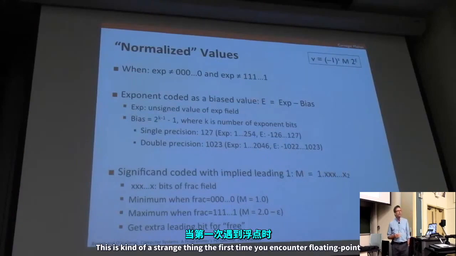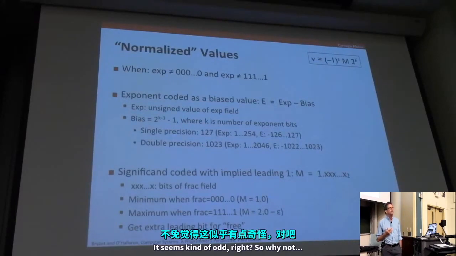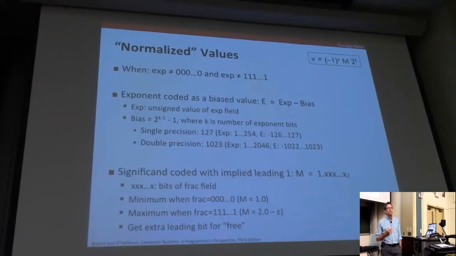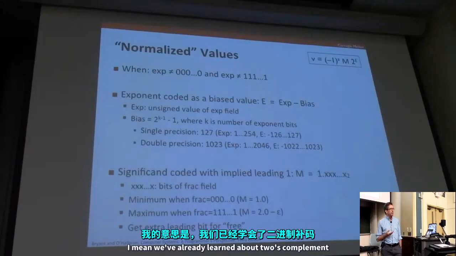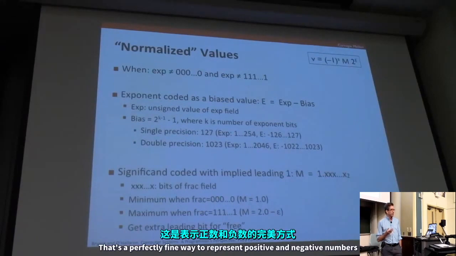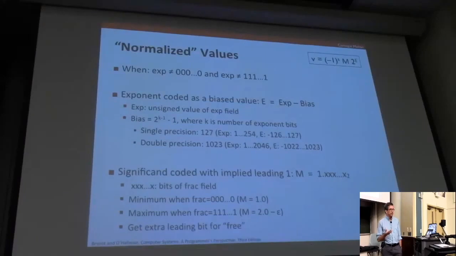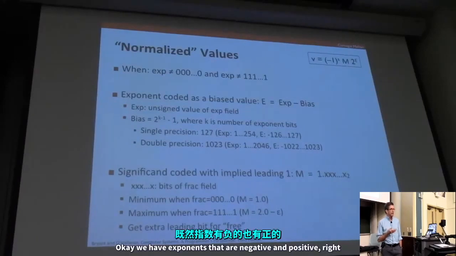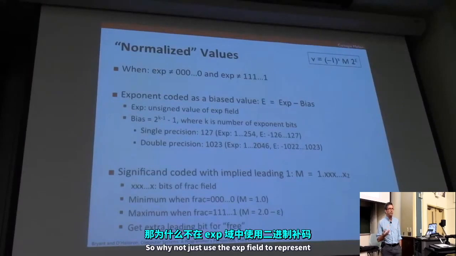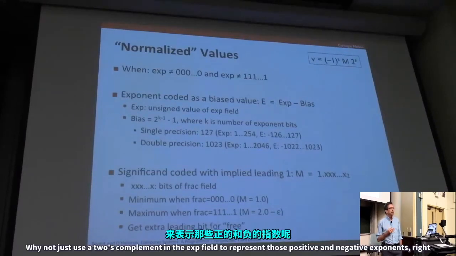Now this is kind of a strange thing. The first time you encounter floating point, it seems kind of odd, right? We've already learned about 2's complement. That's a perfectly fine way to represent positive and negative numbers, right? And we have exponents that are negative and positive, right? So why not just use 2's complement in the exp field to represent those positive and negative exponents?